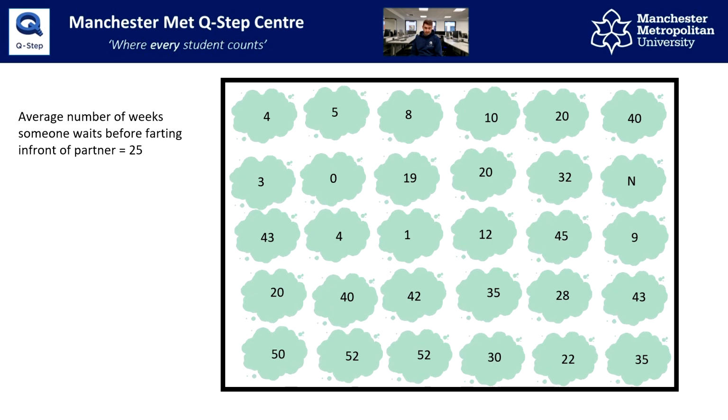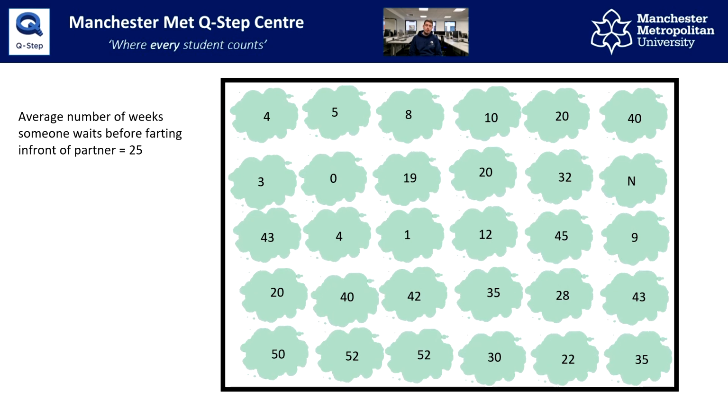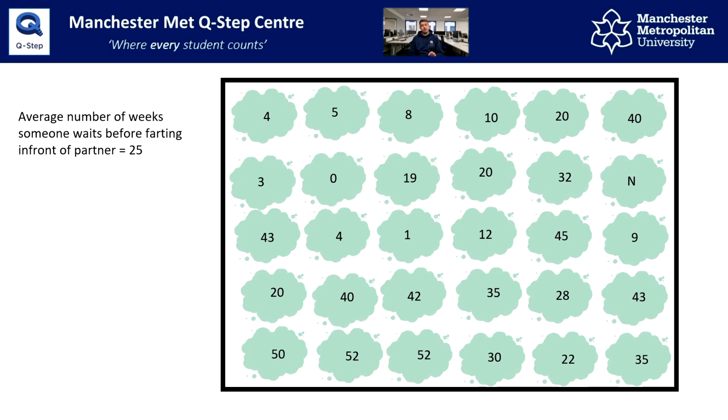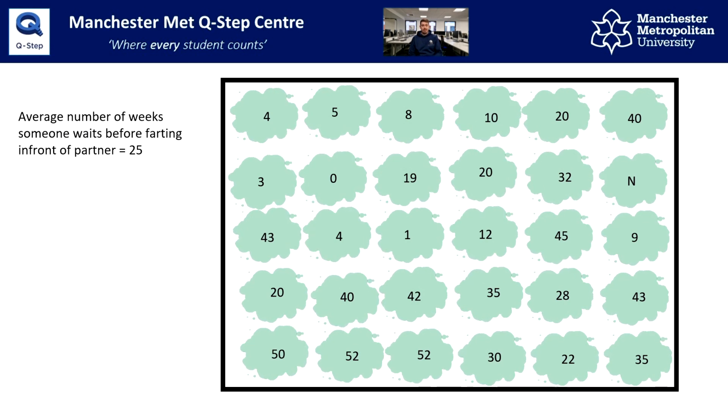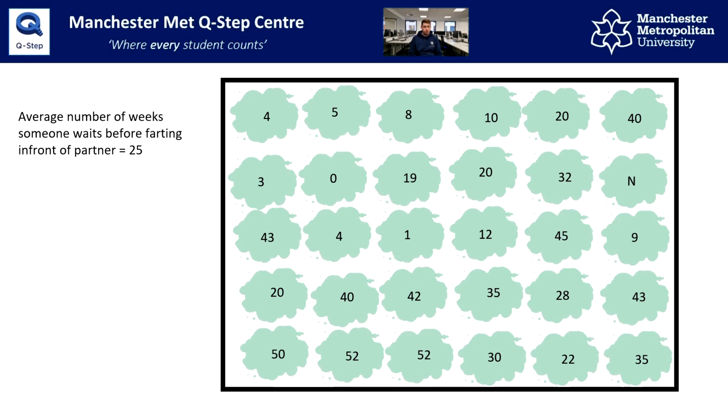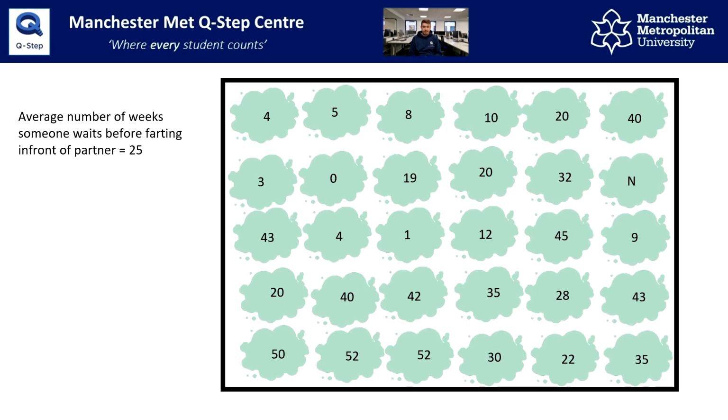So what we have there is a scale variable. We've asked people how many weeks do they wait before breaking wind in front of their partner, and they've given us a number. So all of those little farts that you can see there, they are the actual number that the person's provided. So we can see that the first person said 4, the second said 5, another person said 8. So thinking about that for a moment, the average number of weeks being 25 weeks before someone breaks wind in front of the partner, what do you think to that? Do you think that's high? Do you think it's low? Do you think it's about right?